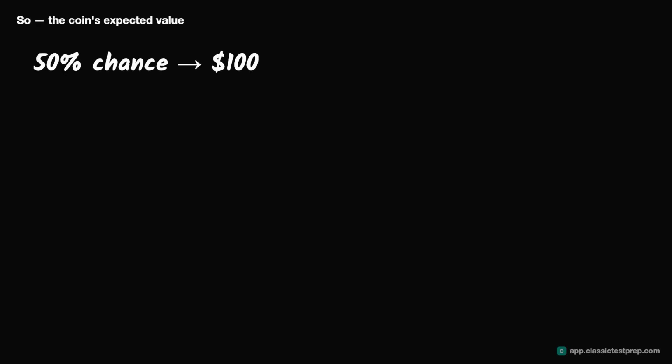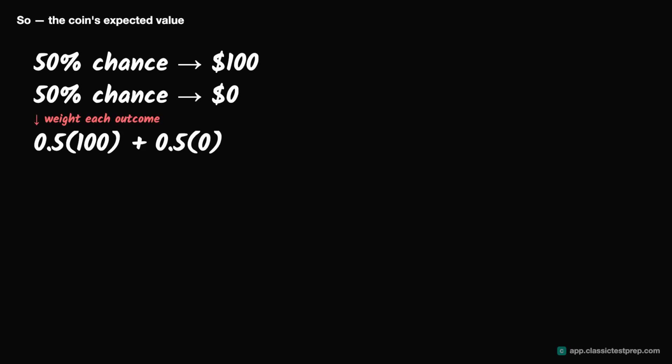There's a 50% chance that we end up with $100 when we flip the coin. There's also a 50% chance that we end up with nothing. So we have 0.5 times $100 and 0.5 times $0. That's $50 plus $0, and that's actually the expected value of flipping the coin, $50.